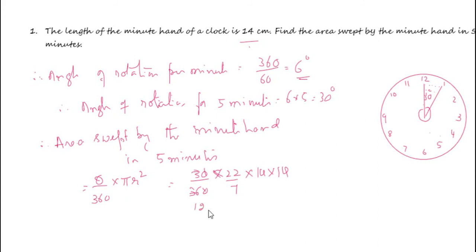3 12s are 7. This is 2 times 2. This is 6 times 11. This is 3. 14 into 11. This is 154 divided by 3, that is equal to 51 1 by 3 centimeter square. So this is the area swept by the minute hand when it moves through a time difference of 5 minutes. Here we calculate the area of the sector.